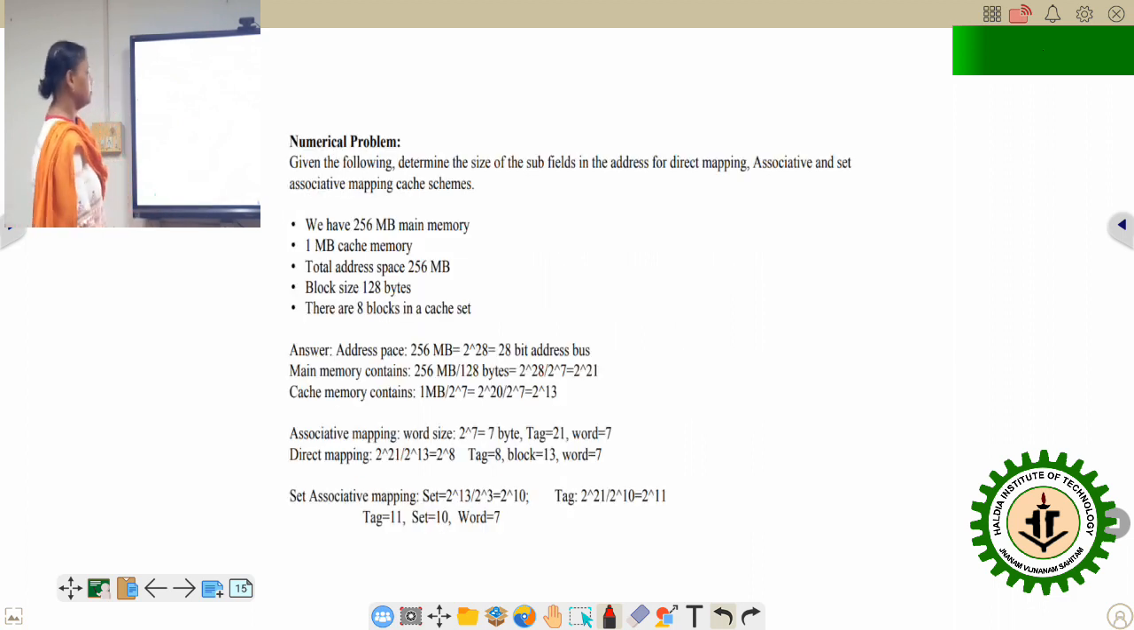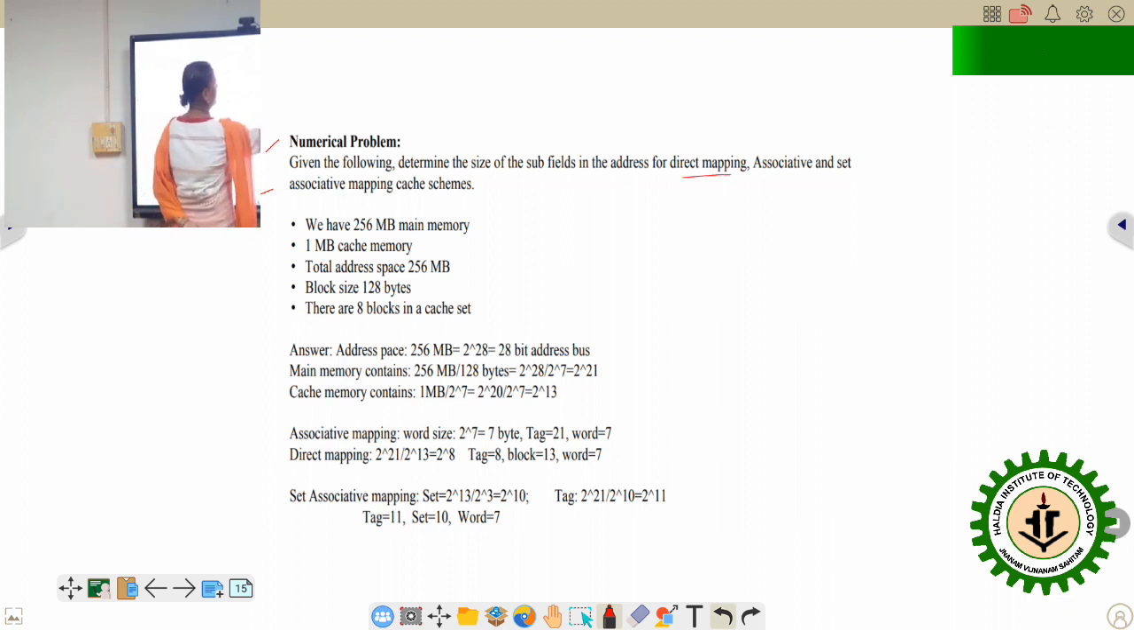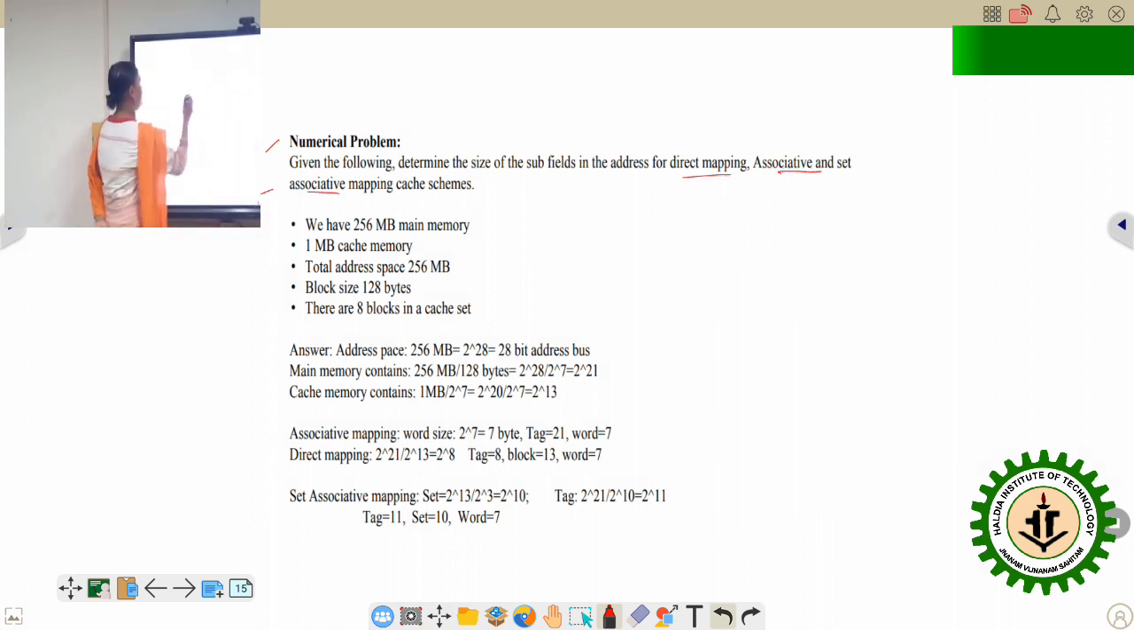Now this type of numerical problem actually comes in the final slide. Some data is given, and from there you calculate the size of the subfields in the address for the direct mapping, associative and set associative schemes. So our target is to calculate the subfields for each case.